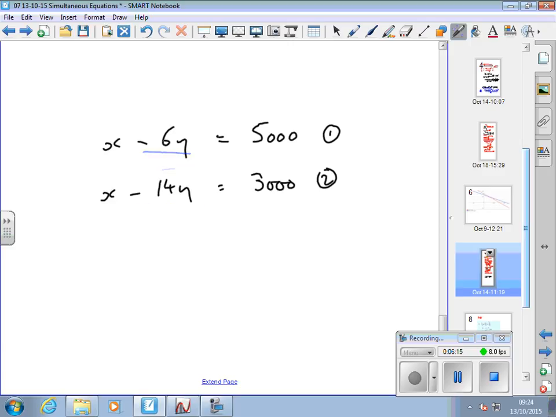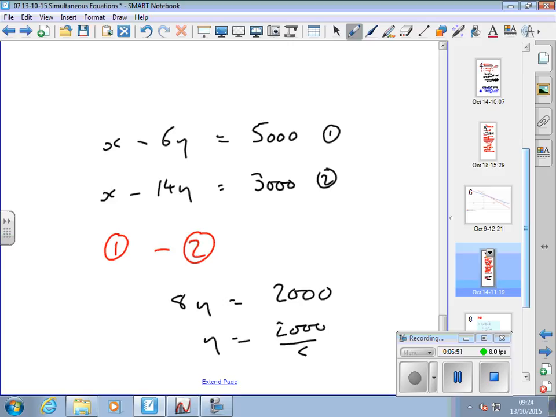So it's probably best to take equation 2 away from equation 1. So 1 minus 2, equation 1, take away equation 2. And I'd have minus 6 for the y's, minus 6 minus minus 14 is plus 14. 14 take away 6 is 8. X's have gone. I'd have 8y equals 5,000 take away 3,000 is 2,000. I've straight away got y. I divide both sides by 8 and I've got y equals 2,000 over 8, which is much quicker.